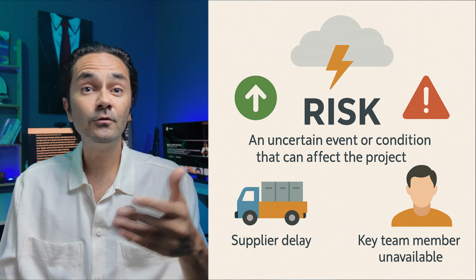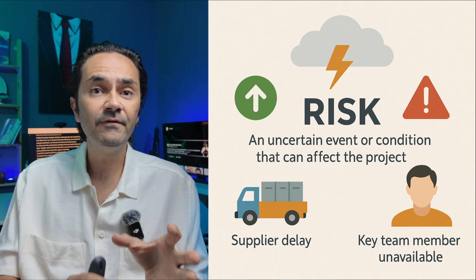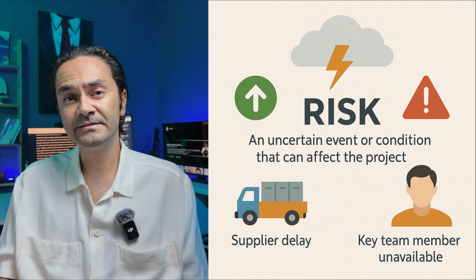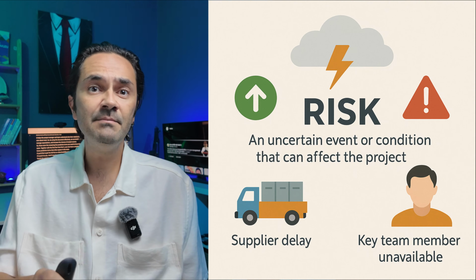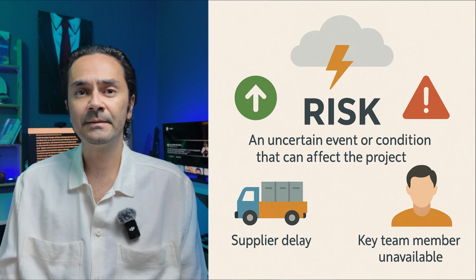The risk register is the next term we will talk about. A risk is an uncertain event or condition that, if it happens, can have a positive or negative effect on the project. For example, a supplier might deliver materials later than expected, which could delay the project, or a key team member might become unavailable during a critical phase of the project.